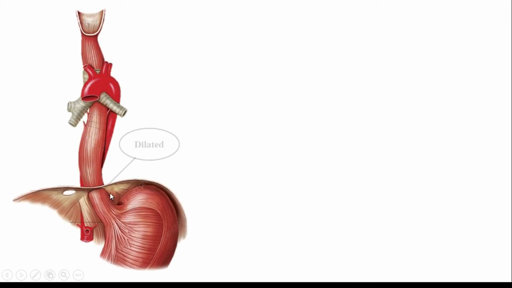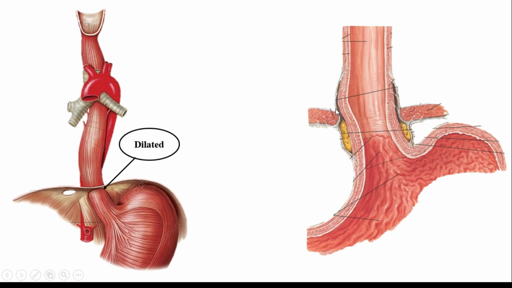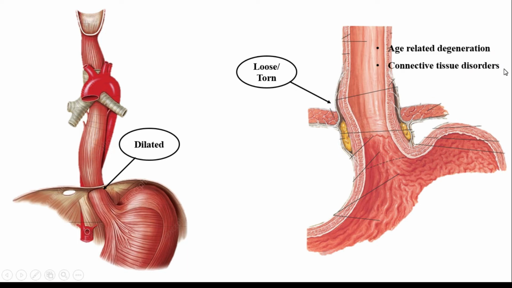Now if somehow the hiatus becomes dilated, that is if it becomes more than 2 centimeter, then the contents of the abdomen will try to protrude into the thorax through that space. Or if the phrenoesophageal ligaments become loose or torn, then there will be no support. Then the esophagus and the other abdominal contents will try to push themselves up into the thorax because of the positive intra-abdominal pressure. There are so many reasons for which the ligaments may become loose or torn. It may become loose in age-related degeneration, or as these ligaments are made up of connective tissue, in connective tissue disorders like Marfan syndrome or Ehlers-Danlos syndrome, these ligaments may become loose.